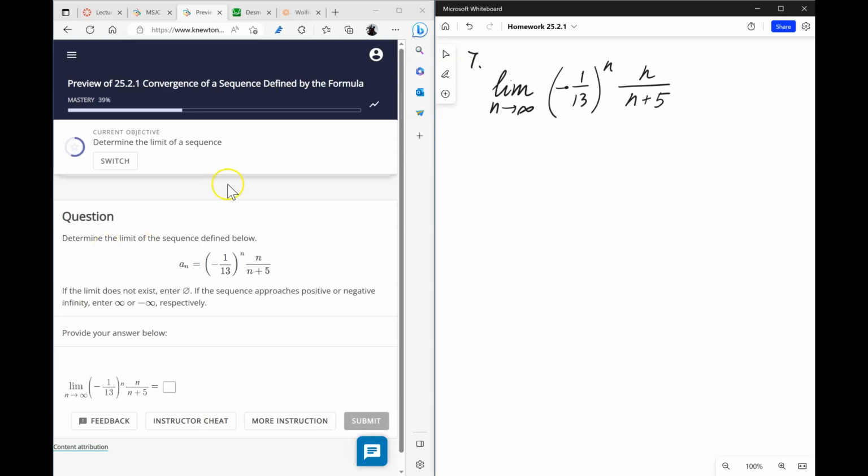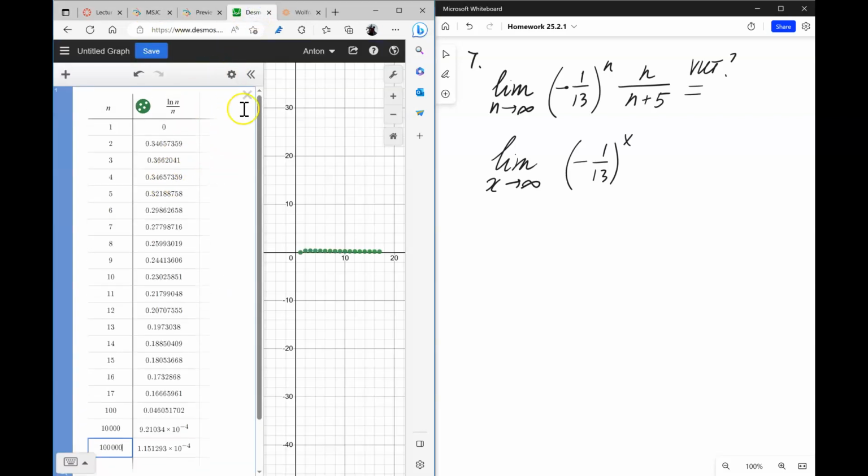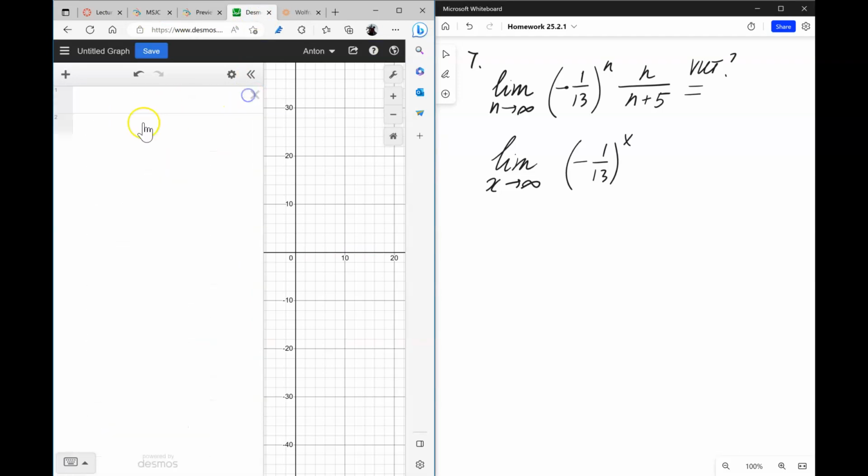And the problem here with using the very useful theorem is that it's not going to be very useful, because a function (-1/13)^x isn't going to be a continuous function at all. So if you try to graph this function, Desmos will go crazy. And let me show you.